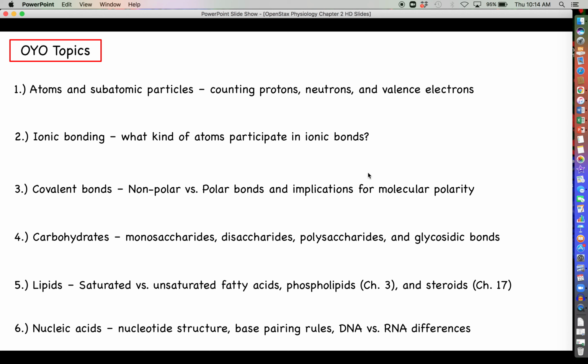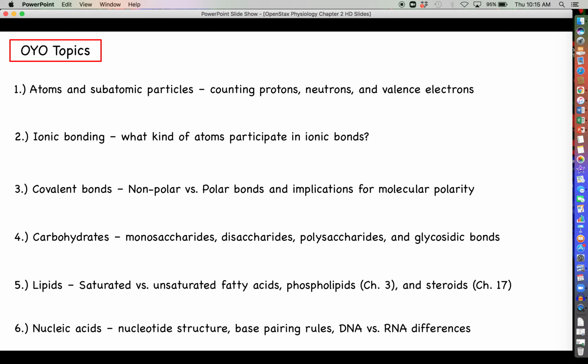Now, some of these topics are going to include things that hopefully you're already fairly familiar with, if not completely familiar with, atoms and subatomic particles. So for a given element, you want to be able to know how many protons does it have, how many neutrons does it have, how many valence electrons does it have. In particular, the number of valence electrons an atom has is going to determine its chemical reactivity.